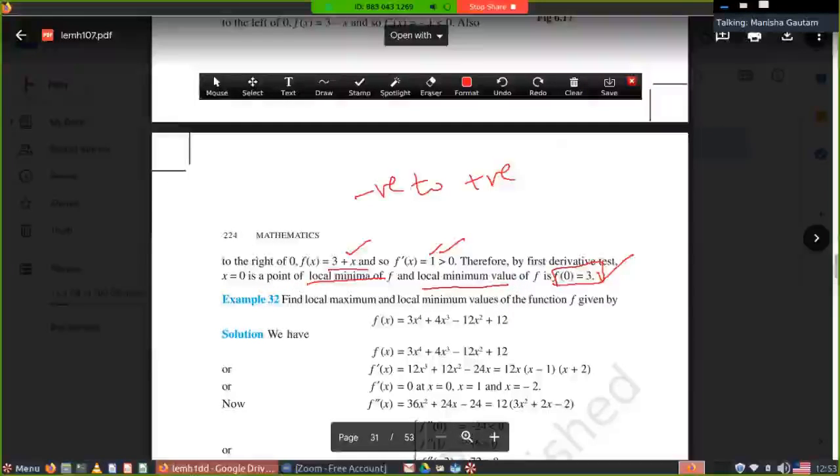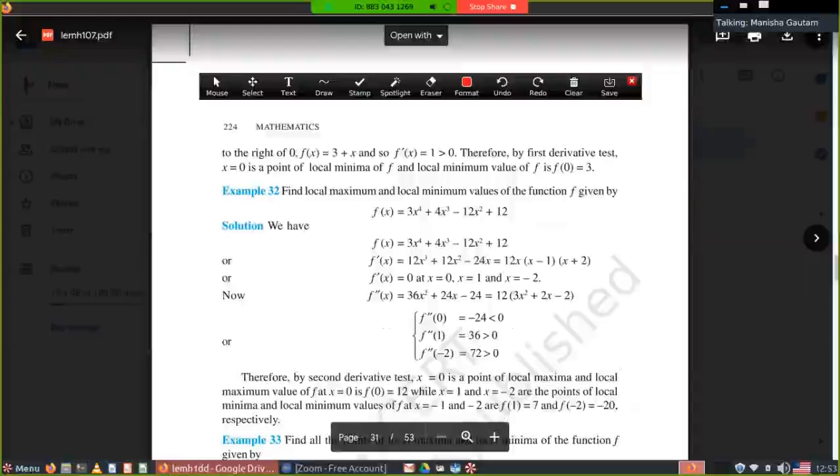Now example number 32. Find the local maximum and local minimum values of the function f. When the method is not given to you, first you have to apply the second derivative method. If the second derivative method fails, then go for the first derivative method. The second derivative is comparatively the easier one, so apply it first, and if it fails, go back to the first derivative method.